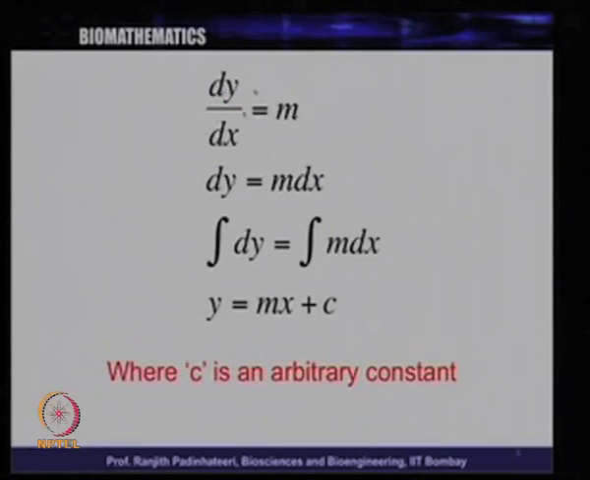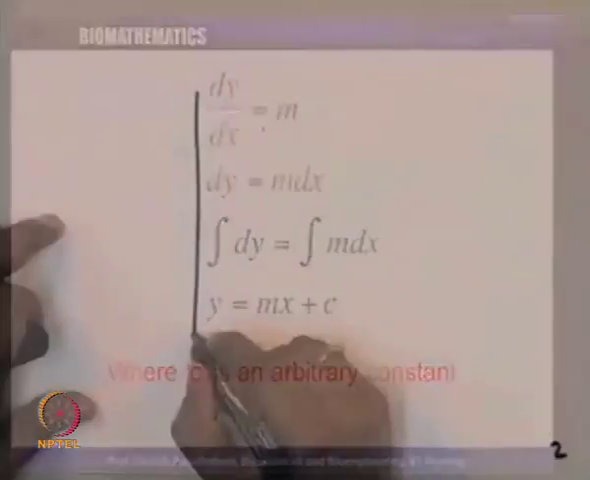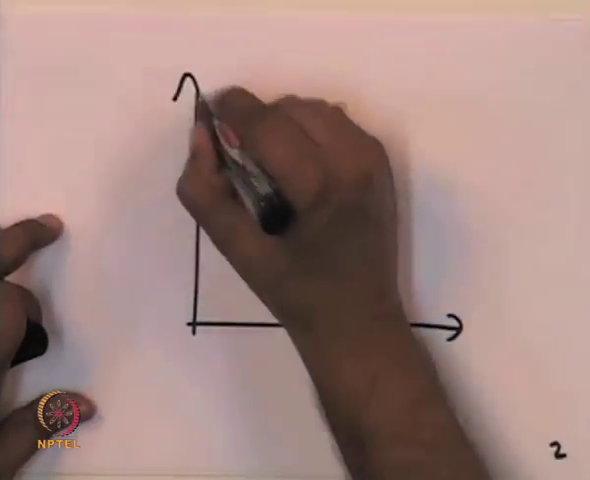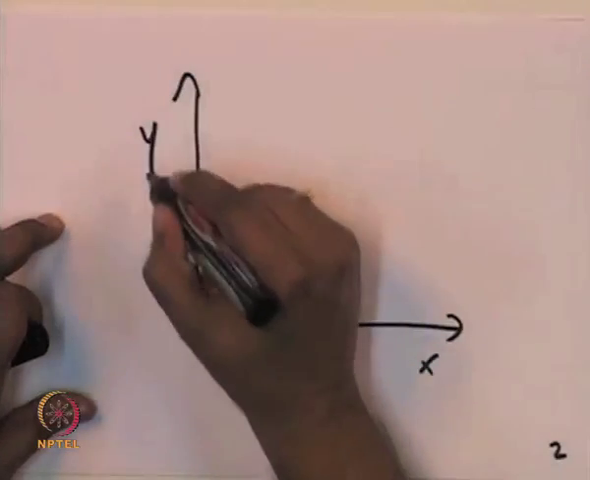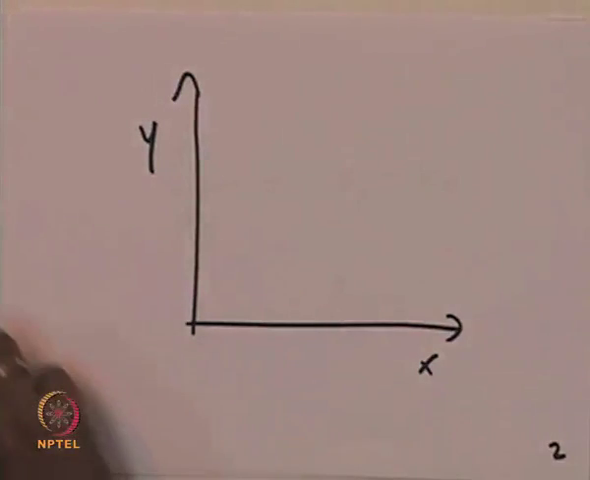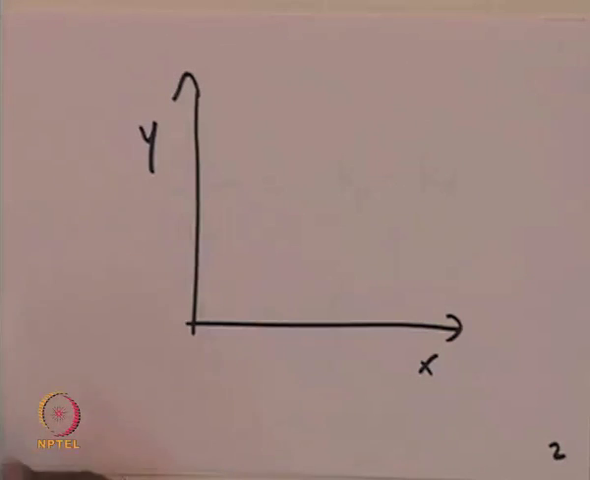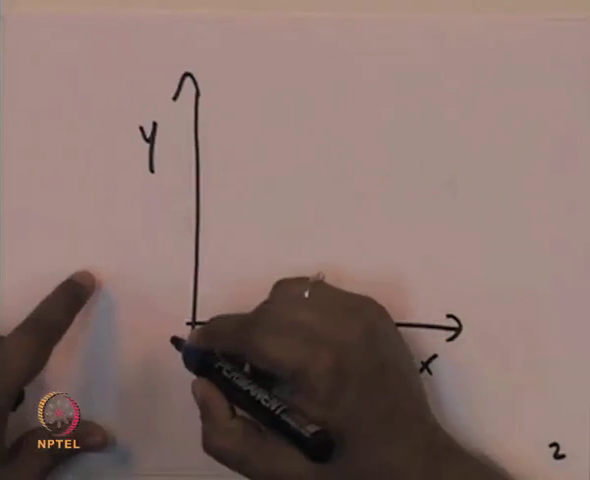So, we have dy by dx equal to m. Let me take you through what dy by dx equal to m means. You have x and y. When you say dy by dx equal to m, you have a curve whose slope is always a constant.